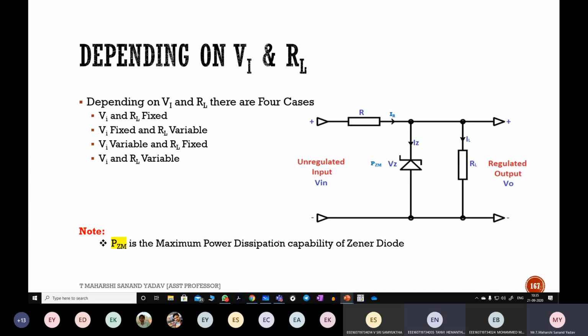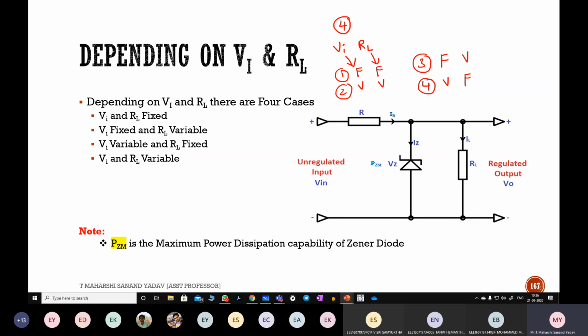No issue with that. There are some characteristics, so we need to understand these 4 parameters. One is Vi, next is RL. By using these 2 parameters, the input and the output load, we get 4 characteristics. Suppose Vi is fixed, what will happen? RL is fixed, what will happen? This is the first case. Suppose Vi is variable and RL is variable, what will happen? We shall see. Next, the input Vi is fixed and the load RL is variable; next, the input is variable and the output is fixed. So these are 4 conditions that we need to discuss for the Zener diode as a voltage regulator.